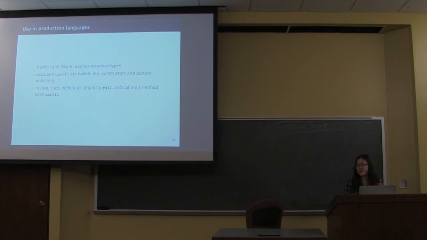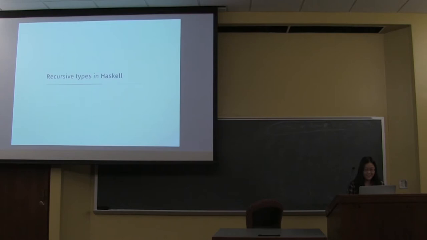And that's actually why equi-recursive types are tricky, because they try to infer rolls and unrolls everywhere, whereas in Haskell and OCaml, it's built into certain features like constructors and pattern matching, so the compiler can easily figure out where to insert these rolls and unrolls. Is there anywhere else that you would use it other than constructors and pattern matching? We're about to see an example. So what happens when you try to write some of this in Haskell?